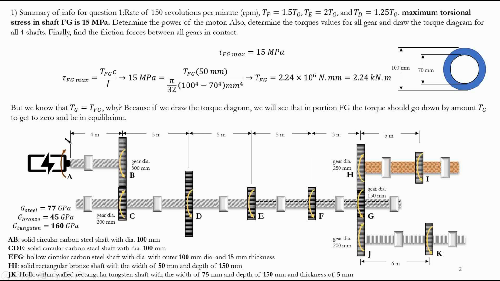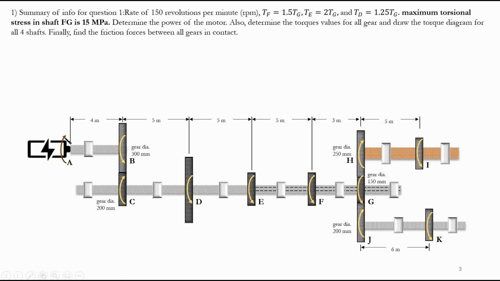So here, after we do that, we basically said that the TFG that we found is equal to TG. Based on the formulas given in the question, we know TG, so we can find TF, TE, and TD based on these values. We can know the magnitudes. Again, remember, we're not concerned about the signs here.